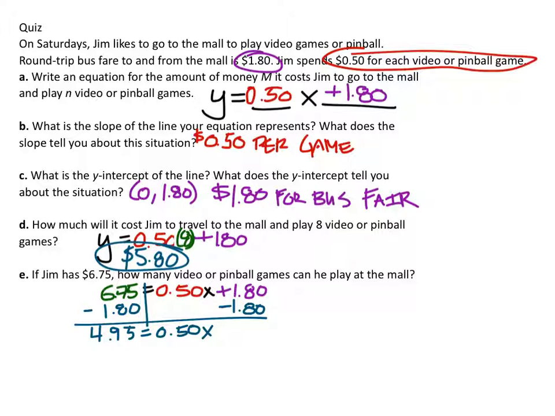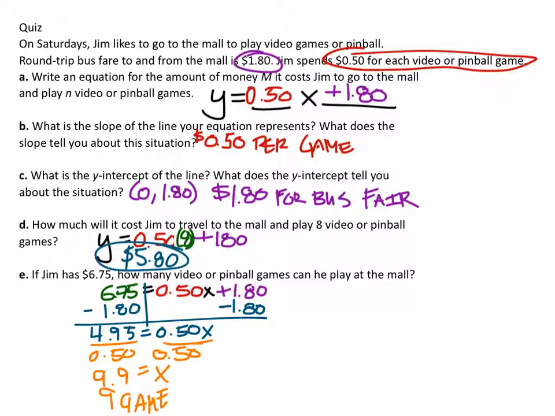So all I need to do now is divide both sides of the equation by 50 cents. So this is the answer that we get, 9.9. What this means is, and we can't round this up because he just doesn't have the money for it, some of you guys see that he's just off by 5 cents. So he can't play 10 games, and he can't play 0.9 games, because if you put 45 cents into the machine, it still won't let you play at all. So the final answer for this one would be 9 games.